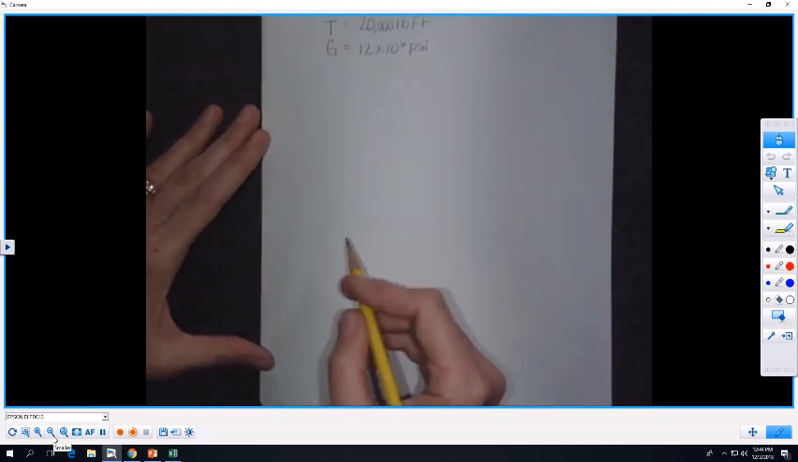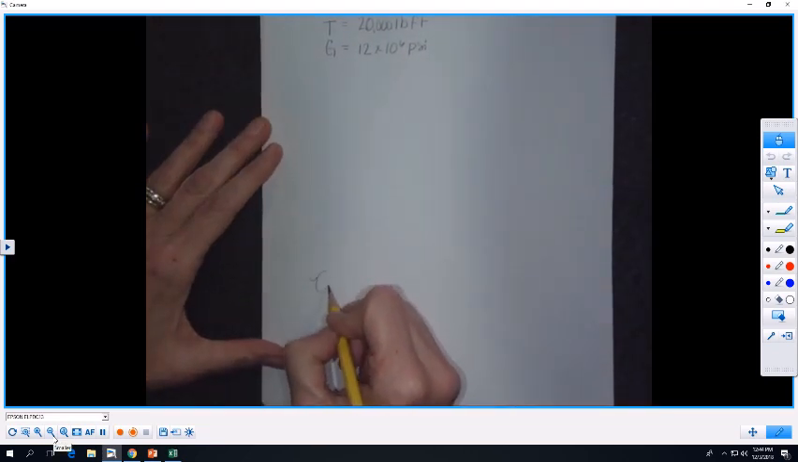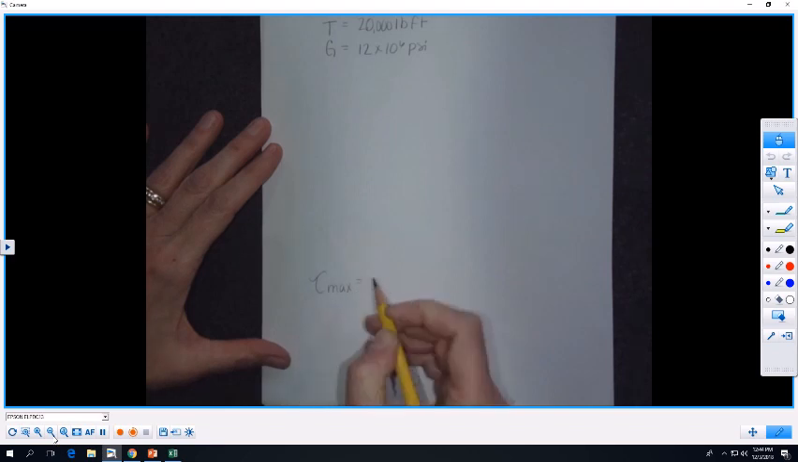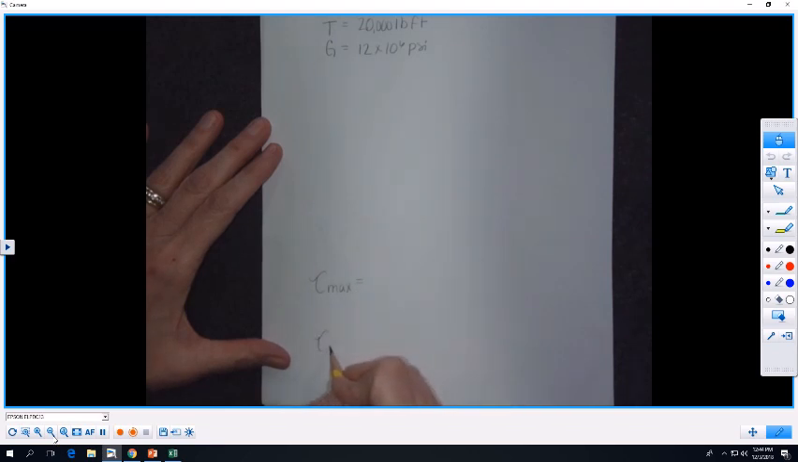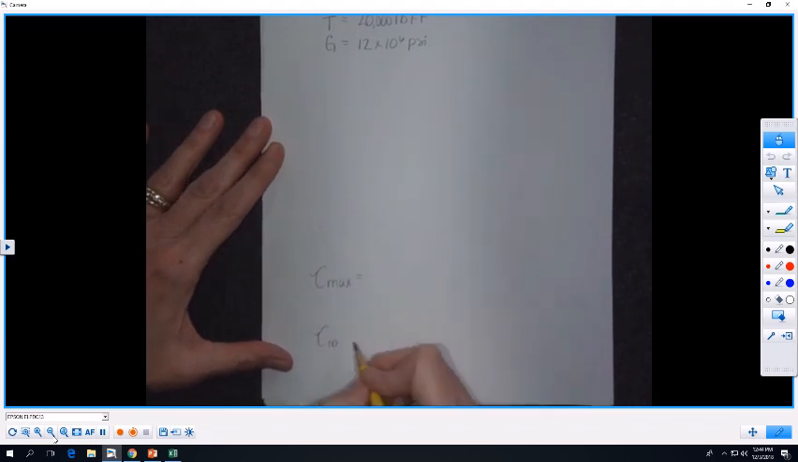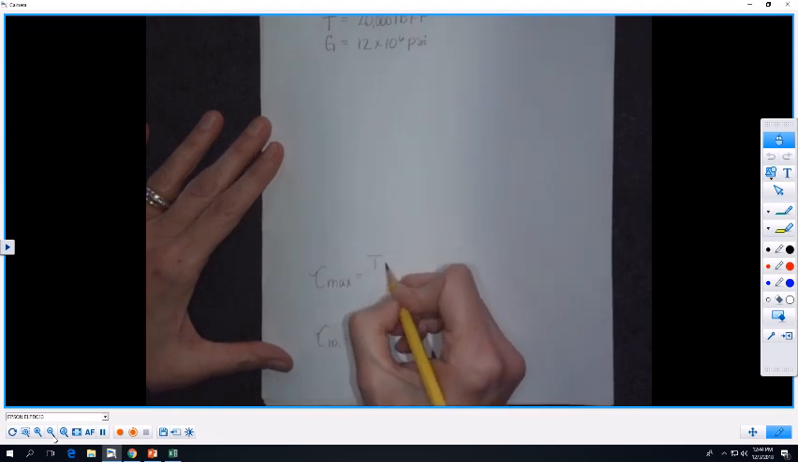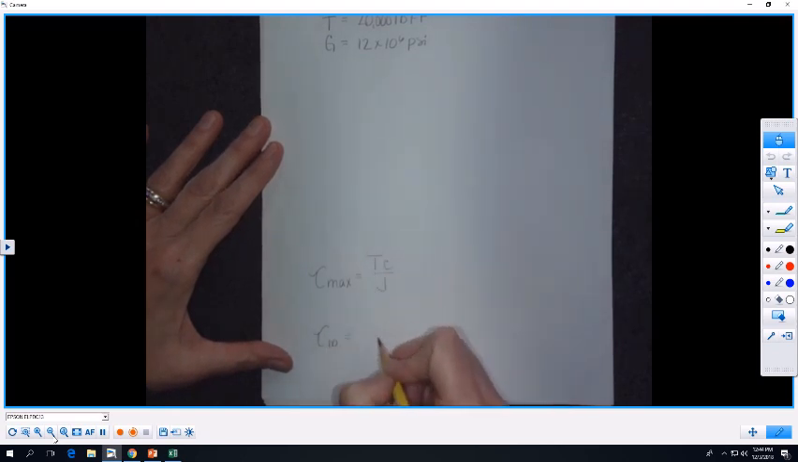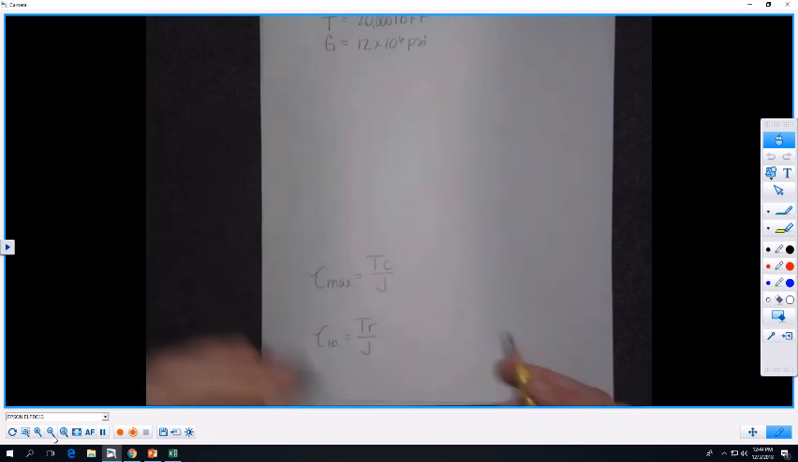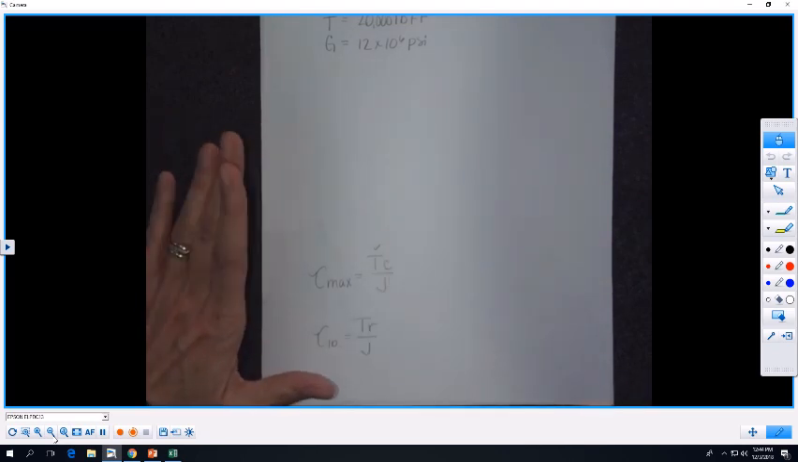I know I need to get, as a final answer, tau max and tau on the ID. I know that this is going to be T times C divided by J, and this is going to be T times R divided by J. Now, the torque I already know.